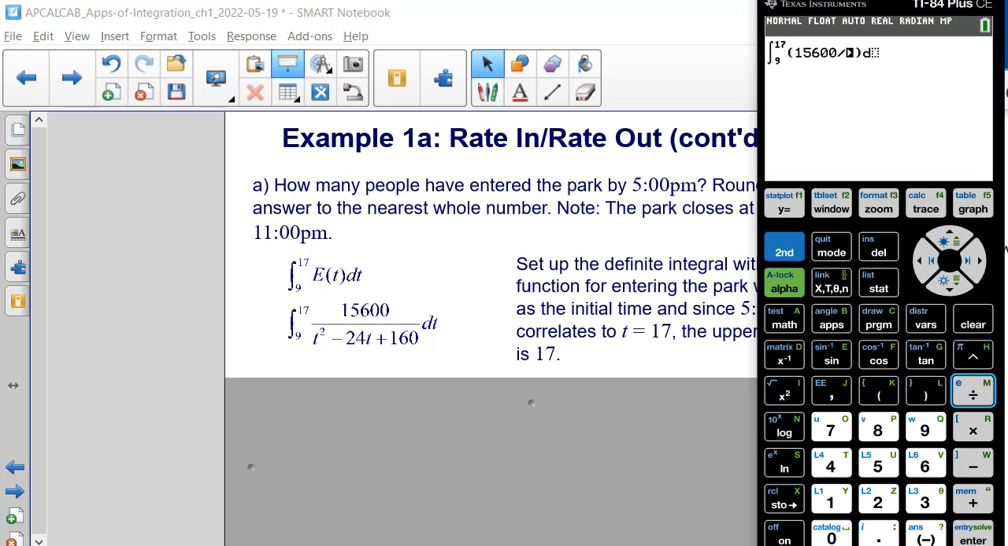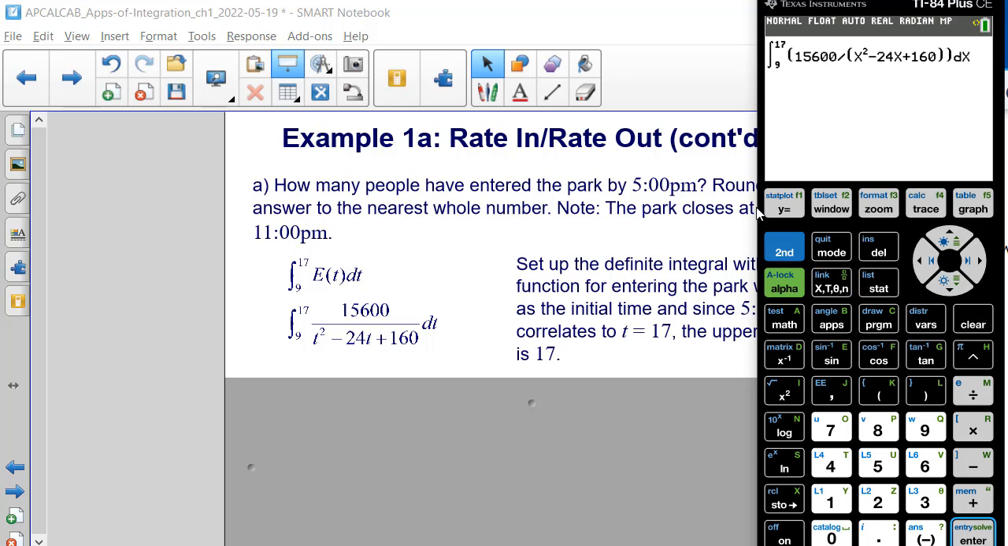15,600 divided by, and we have to open a parenthesis for the denominator. You can either elect to use t throughout, just as the function does here, or you can use an x instead. So I'm going to do x squared minus 24x plus 160, and then I'm going to close that parenthesis for the denominator. And then, because I used x instead of t, I need to integrate with respect to x.